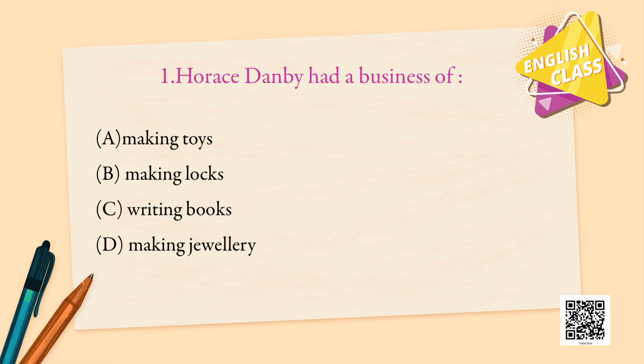I hope you have understood something from the chapter and something from the summary I have discussed. Let us check how much through these multiple choice questions. Question number 1. Horace Danby had a business of making toys, making locks, writing books, or making jewelry. Correct. He used to make locks. So, option number B.